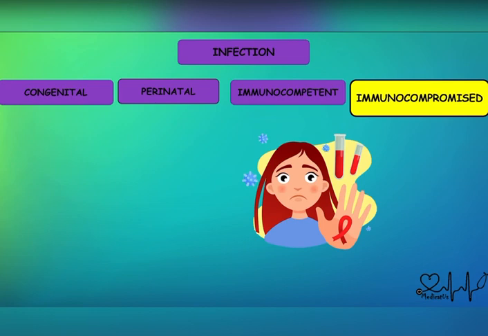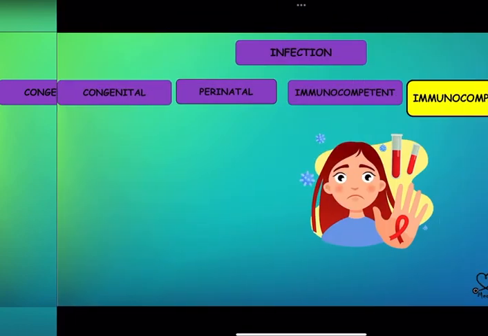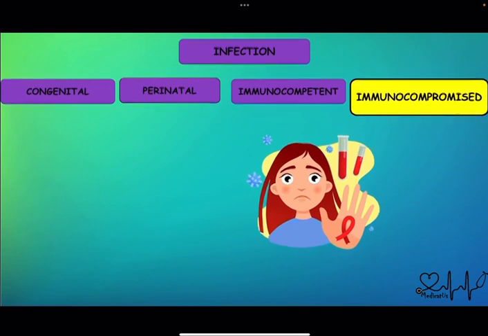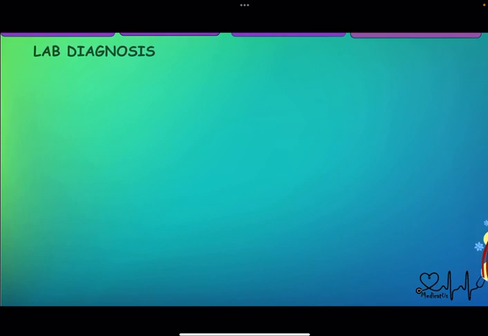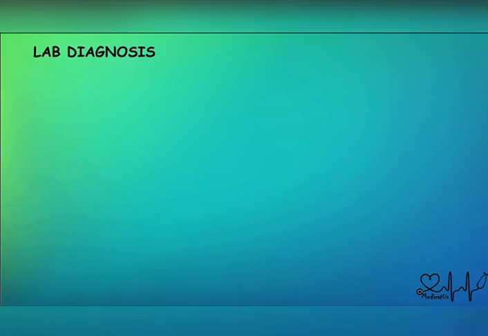In immunocompromised, all those who have low immunity, like patients who had transplants or HIV patients, will have CMV chorioretinitis. Cytomegalovirus is the most common opportunistic infection among viruses in HIV and transplants.